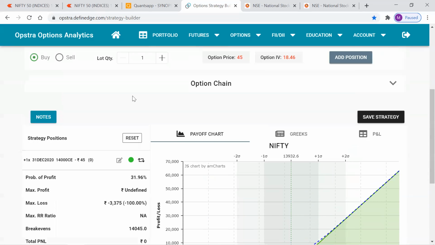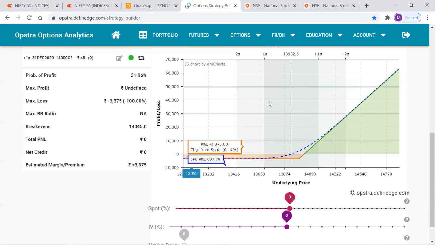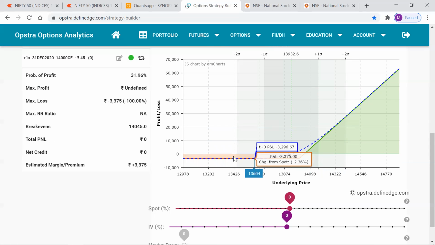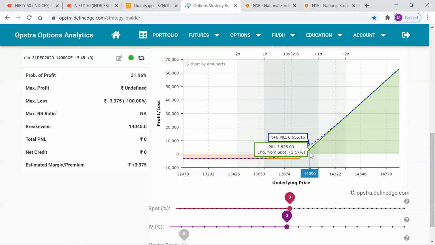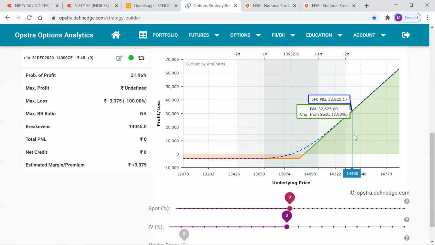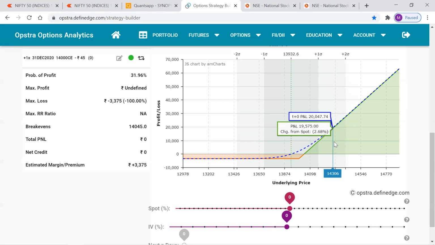I just told you about option buying. Buying means I have clicked on buy here and I have bought call here. In option buying, your loss is limited and your profit is unlimited. After crossing 14,000, if the market goes to 15,000 or 16,000 or 17,000, 20,000 or 80,000 also, the more the market moves up, the more profits you get. In option buying, your profits are unlimited and your loss is limited.